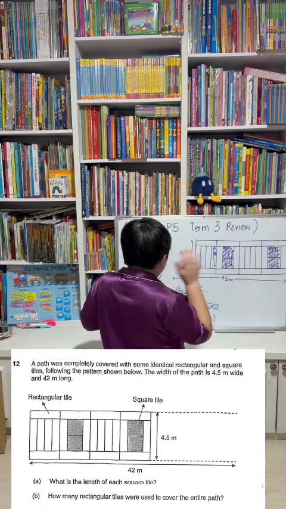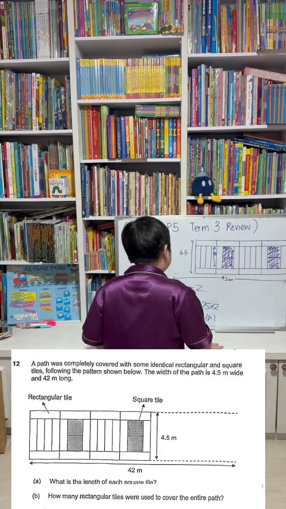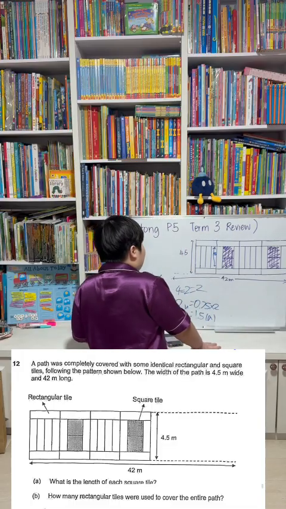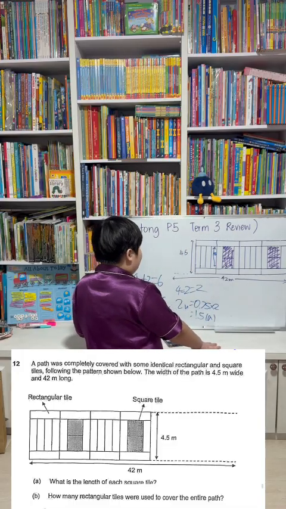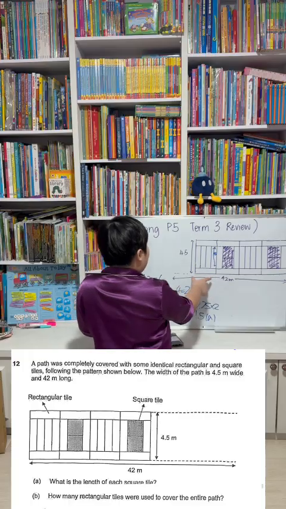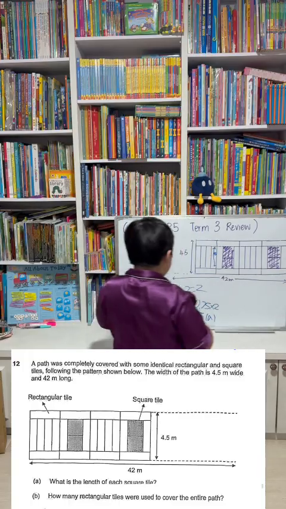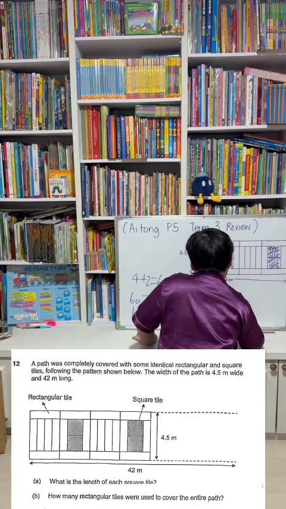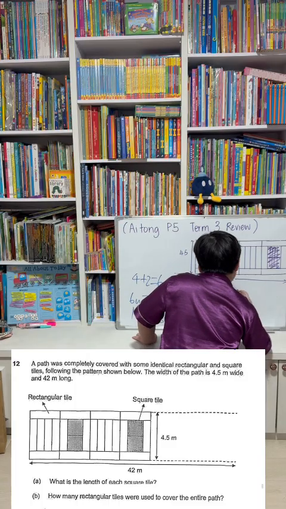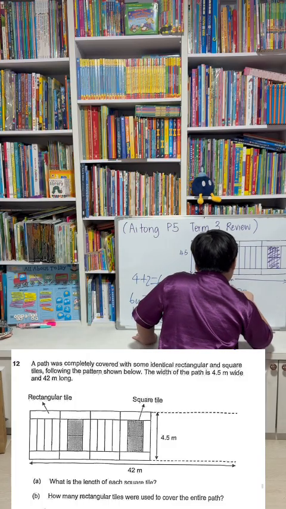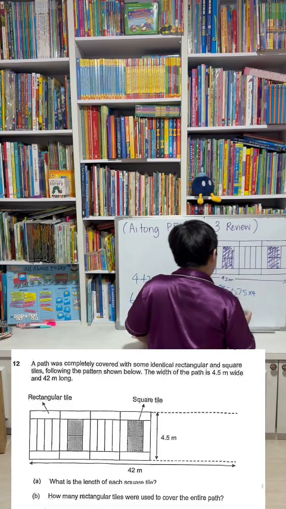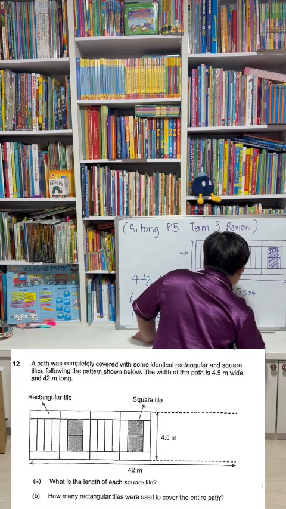Okay, so next we find what is the length of 1 rectangle, which is 4 breadths. So we find 4 units equals 0.75 times 4 equals 3.